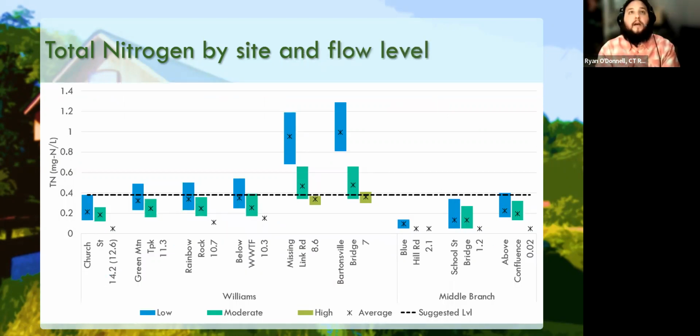Then if we look by the flow level, we can see very clearly that the total nitrogen gets diluted in higher flows. That's because nitrogen dissolves really well in the water, and so add more water, it just gets diluted. But we can see very clearly here that the level increases at the missing link road site and stays high as we move downstream, but is very low coming from the middle branch.